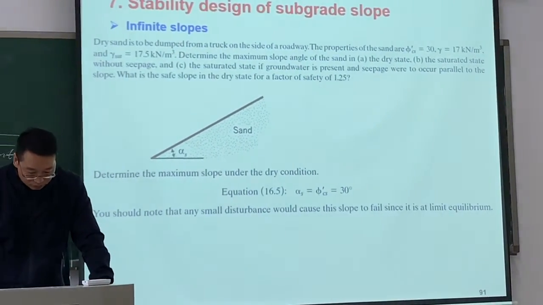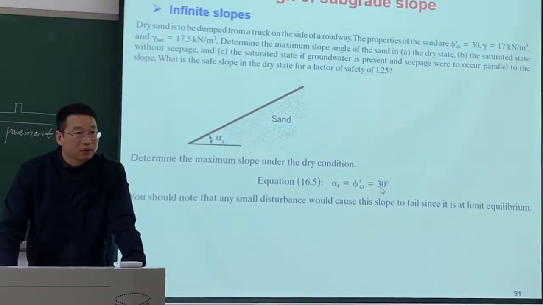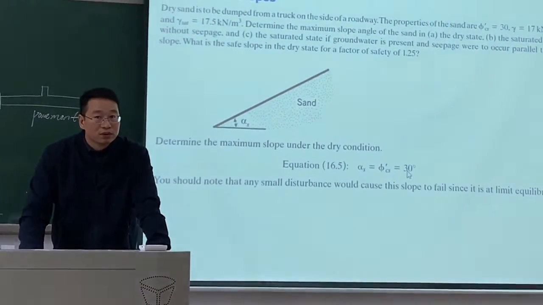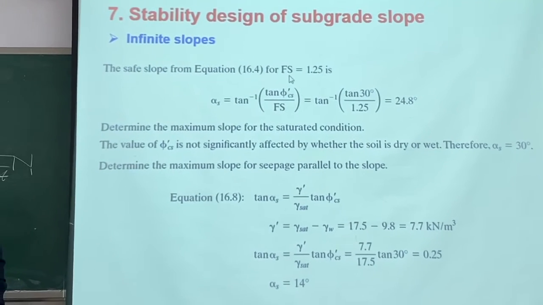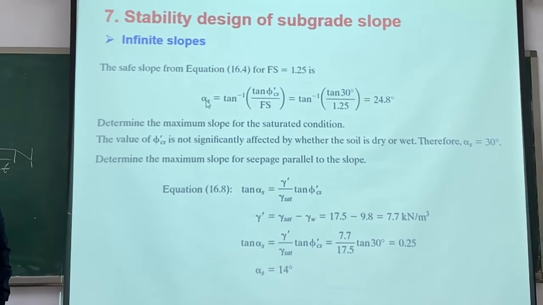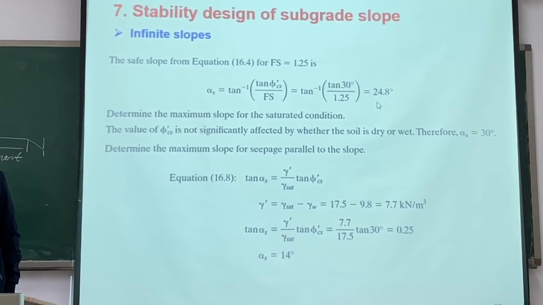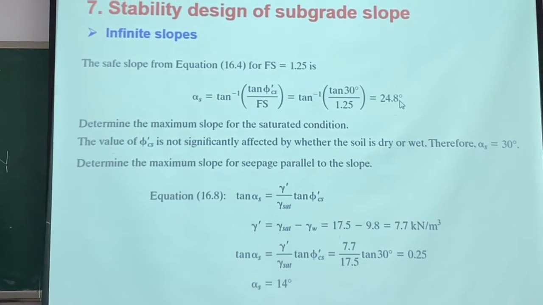Now, in the dry conditions, phi is 30. The factor of safety Fs is 1.25, and we can calculate that alpha is 24.8 degrees.